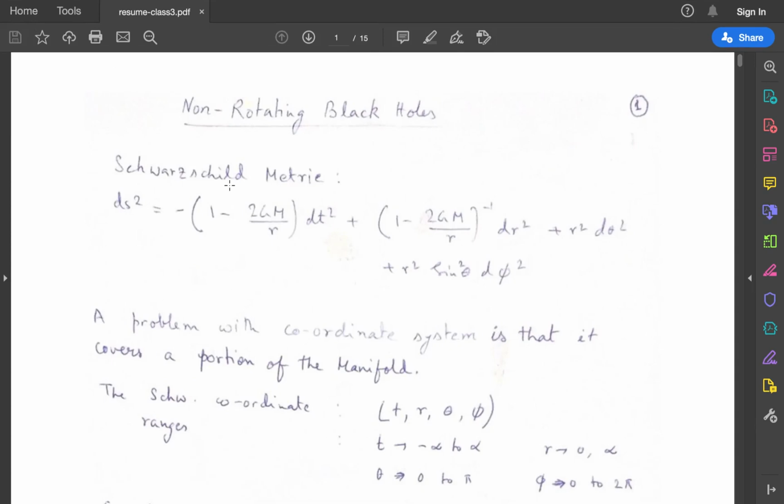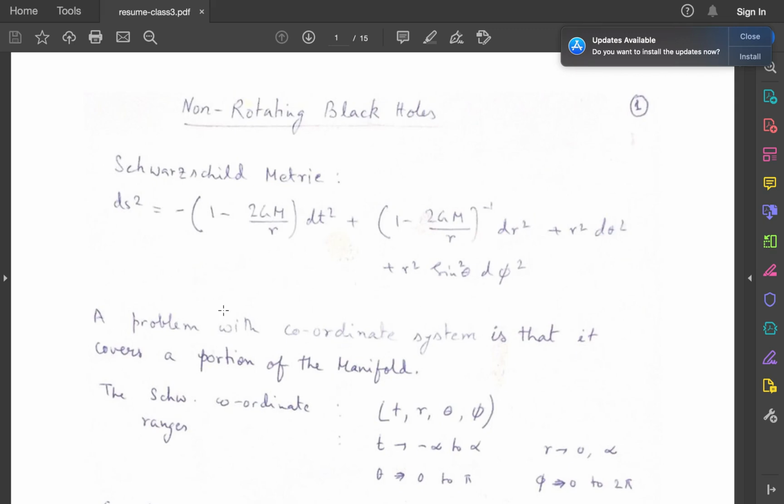So, students, let us start with non-rotating black holes. That means the vacuum solution that we have obtained, the so-called Schwarzschild metric, and it is given by this metric line element, which you are very familiar with. This is the temporal part, and these are the spatial parts. This is the radial, and this is the angular part.